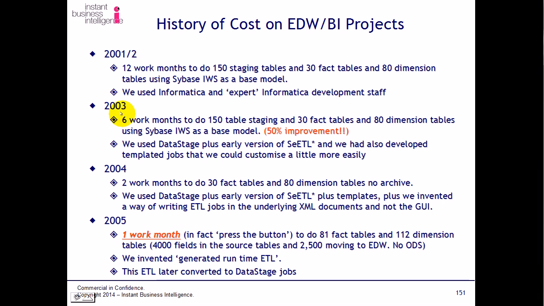Then I did another project. This was Saudi Telecom. It took us 6 work months. This was with the very hot off the press first edition of CTL, trying to improve these numbers. So 12 work months for 150 staging tables, 30 fact, 80 dimension tables. Trying to improve these numbers, I sat down and wrote the first edition of CTL. And on the very first project we used it on, we got 6 work months back. So 6 work months for 150 table staging area and 30 fact tables and 80 dimension tables.